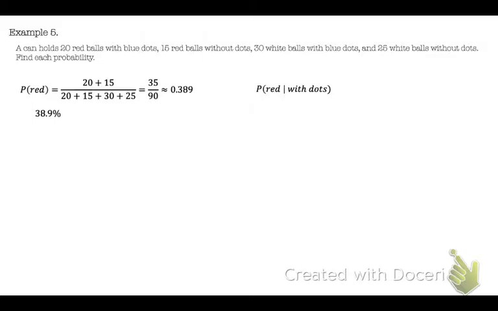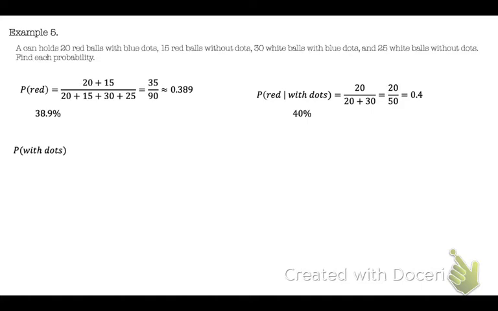Next, the probability it has dots and it's red. So this is the probability given. What's the probability that it's red given it already has dots? The ones with dots would be the red balls with blue dots and the white balls with blue dots. So for red with dots, that's going to be 20 out of the 20 plus 30. So that's 20 out of 50, which is 0.4, so that's 40%.